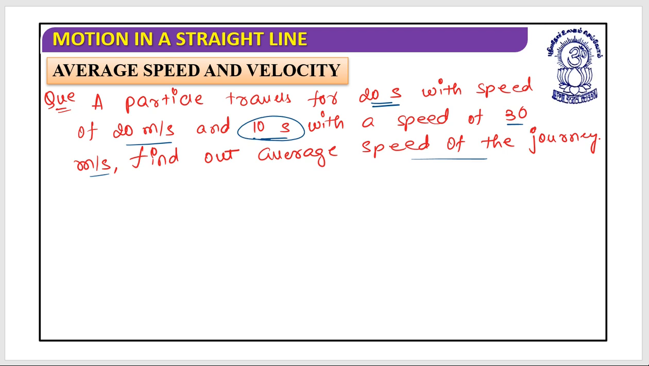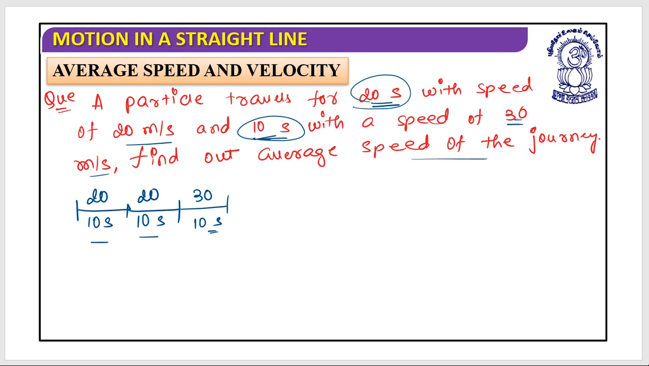Here the timings are different. It is 10 seconds, it is 20 seconds, but we can divide 20 seconds such that it looks like the same timing. Let's look. This is 10 seconds, this is 10 seconds, combined this is 20 seconds, and the speed would be 20. And this is another 10 seconds. At this time the speed would be 30.